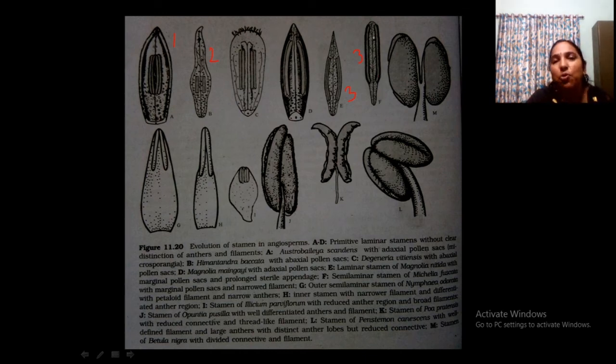See, the sterile portion moves to the center only, the fertile portions are on both sides, and the base also becomes the filament. This is another important part, and this is a semi-laminar, another step. And this is somewhat, you can mark it as 4, where the fertile portion is only on the upper side. And this is the perfect stamen, that is 5. Okay, so these are the evolutionary stages going on in the evolution of stamens. Very important: from laminar, leaf-like, to how the present condition of the stamen occurred.